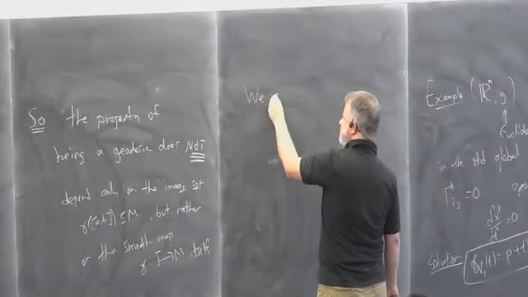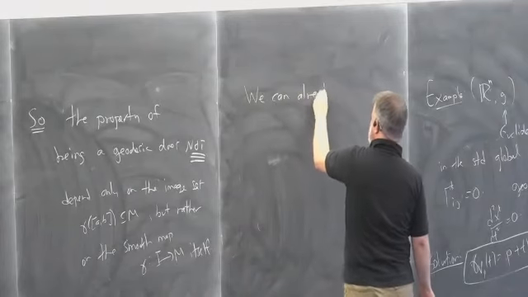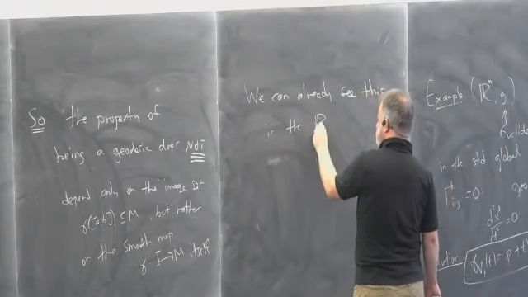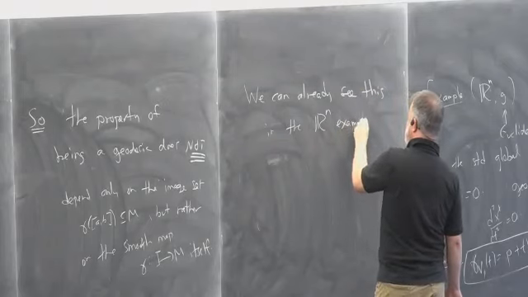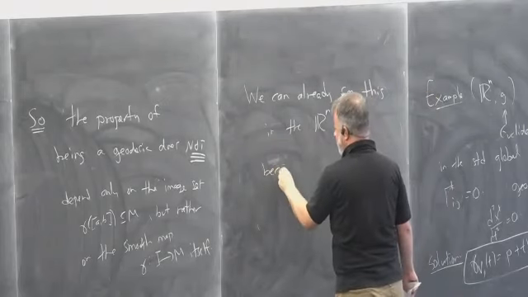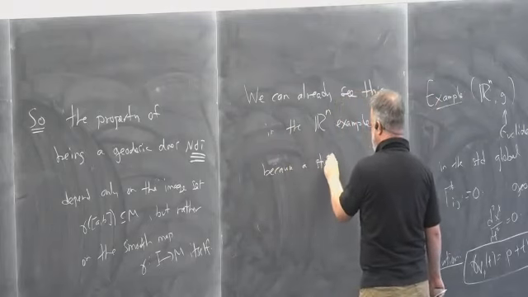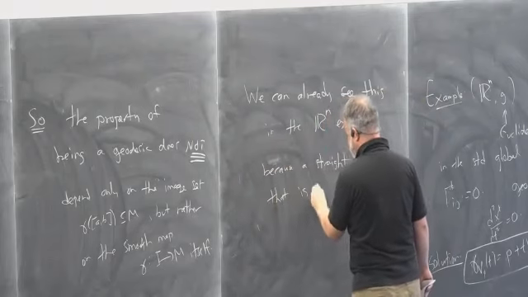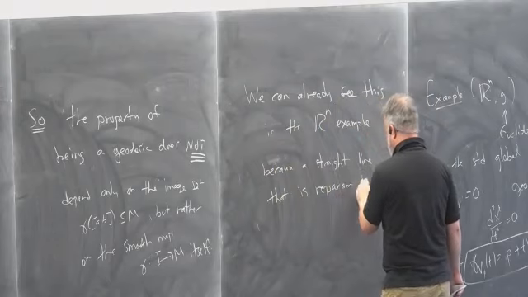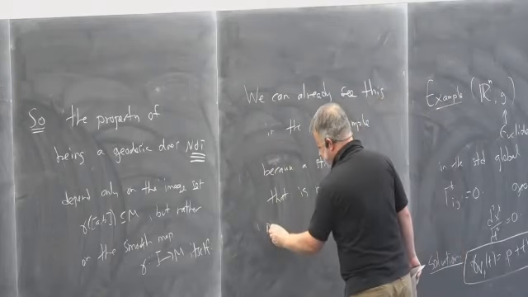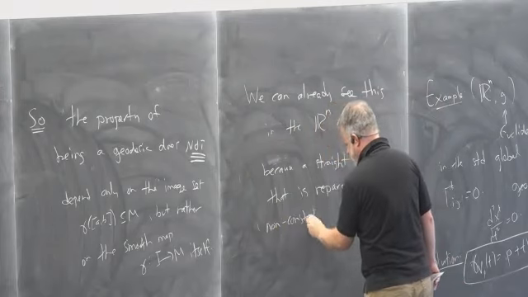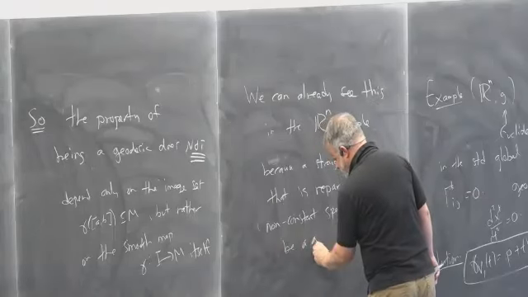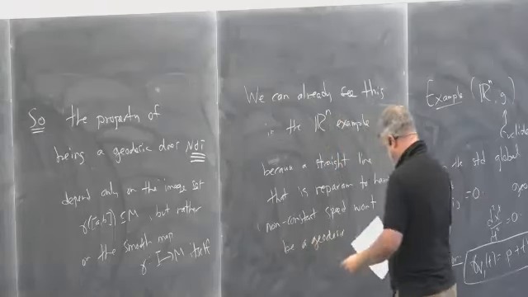So we can already see this in the Rn example. Okay, because a straight line that is reparameterized to have non-constant speed won't be a geodesic. Okay.